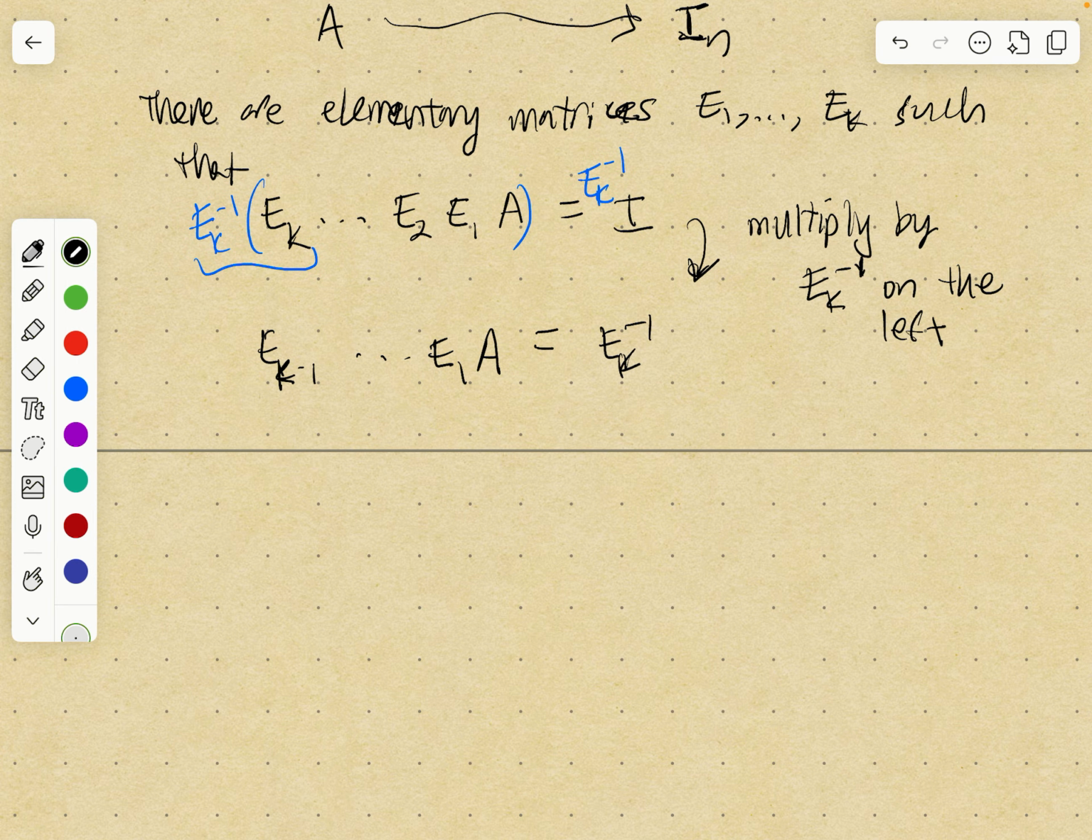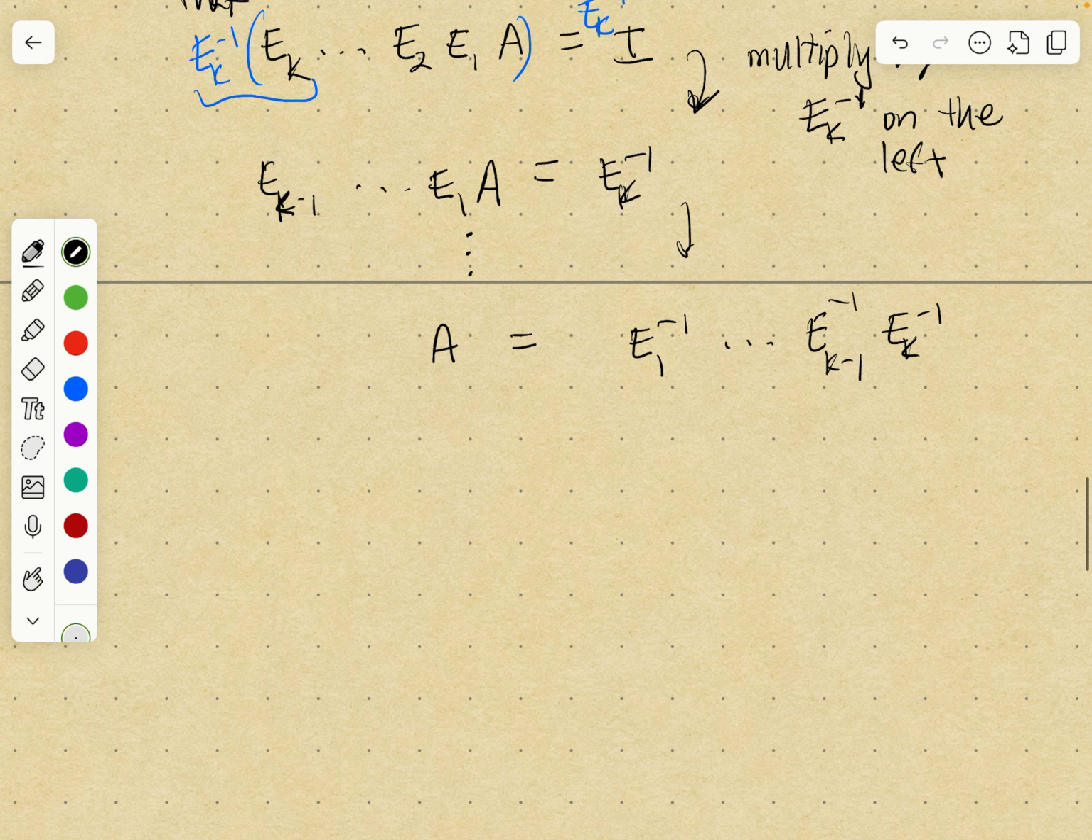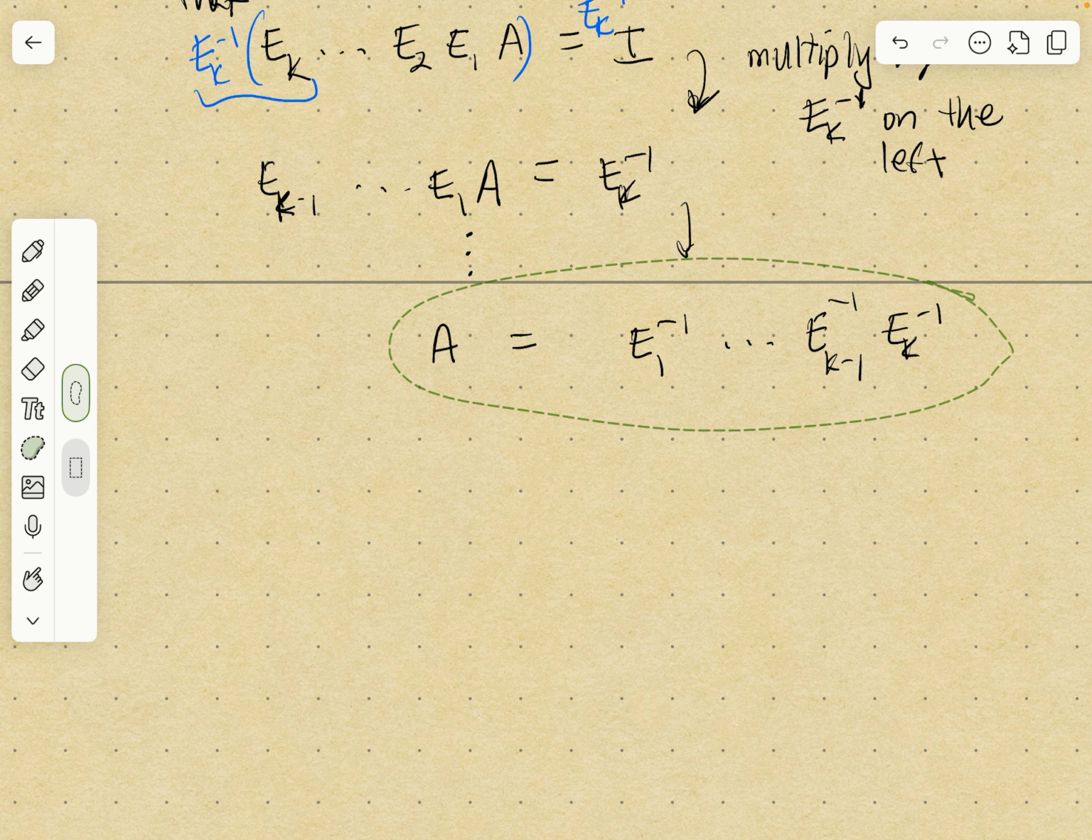And now, what's the next step? We would multiply on the left by E_K minus 1 inverse. So you repeat the process, and if you do that, you're going to get A on the left is going to equal, so I take E_K inverse, I multiply by E_K minus 1 inverse on the left, and I keep going until I get to E_1 inverse. So now I see that A is equal to E_1 inverse times E_2 inverse all the way to E_K inverse.